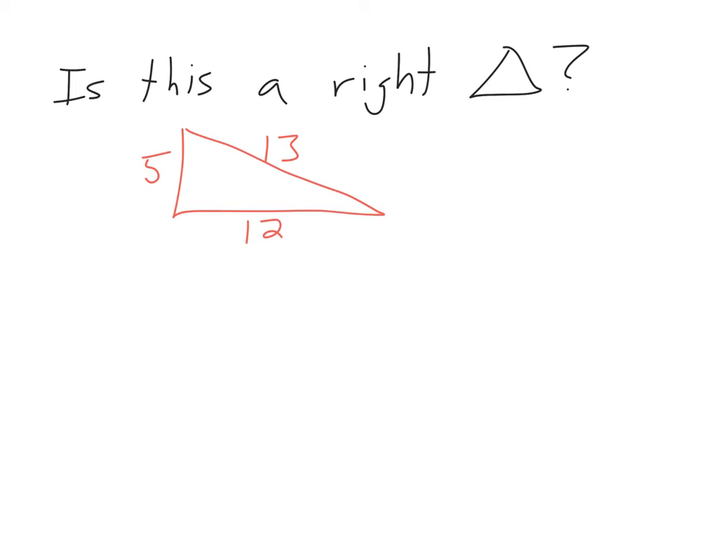Now the next one, is this a right triangle? I've got sides of 5, 12, and 13. I want you to pause the video, use the Pythagorean theorem to see if it's the same on both sides, and then answer the question: is it a right triangle or not? So pause the video, show all your work, and then hit play and see how you did.